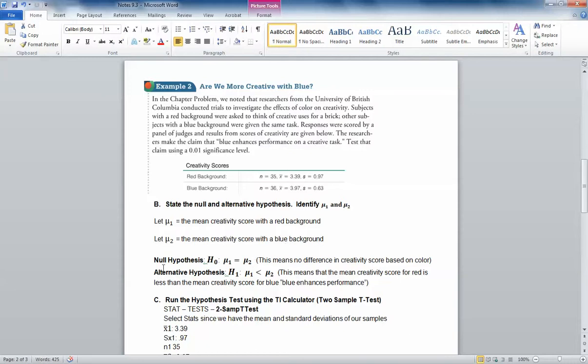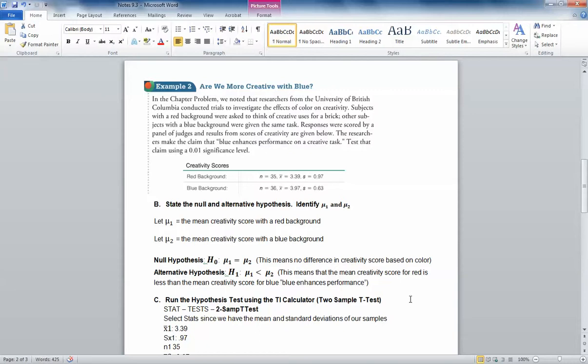The null hypothesis, again, is just the statement of no difference. So the null hypothesis is that mean 1 is equal to mean 2, so that means that the creativity score with the red background and the mean creativity score with the blue background aren't different enough to be considered statistically significant. So no difference in creativity score based on color.